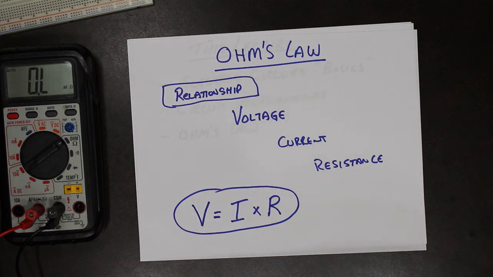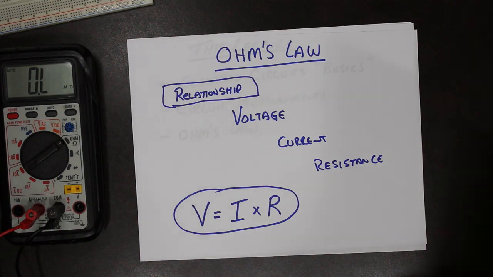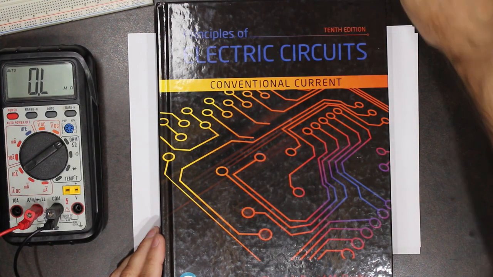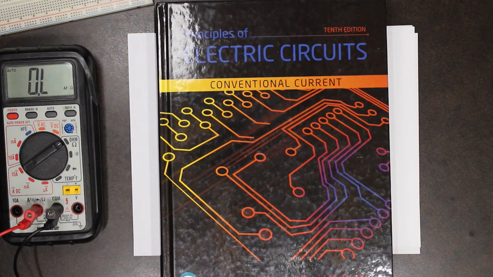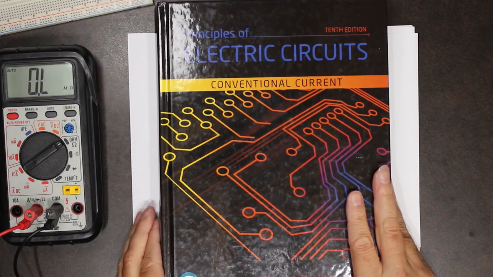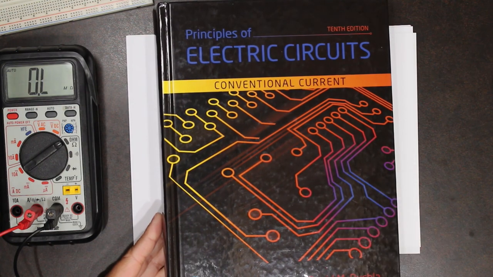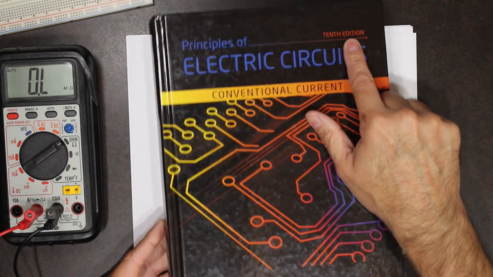So all the stuff today comes from our textbook, Principles of Electric Circuits, Chapter 2-6, 2-7, and 3.1 to 3.4. So 2-6 is the basics of the circuit, circuit measurements is 2-7, and then Ohm's law and calculations are 3.1 to 3.4. Principles of Electric Circuits, conventional current flow edition, Floyd and Buchla, 10th edition.